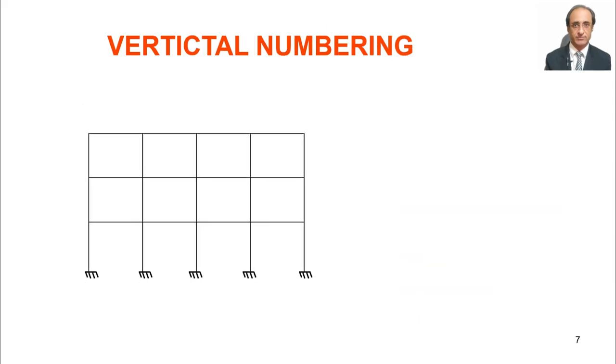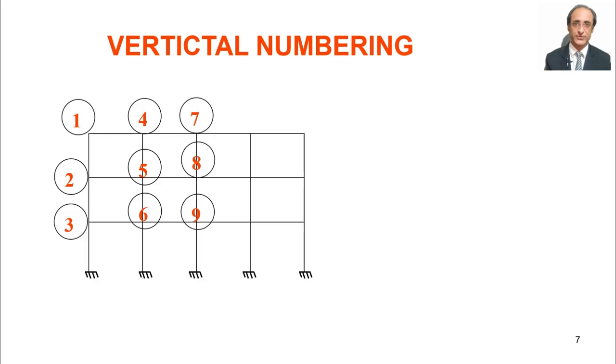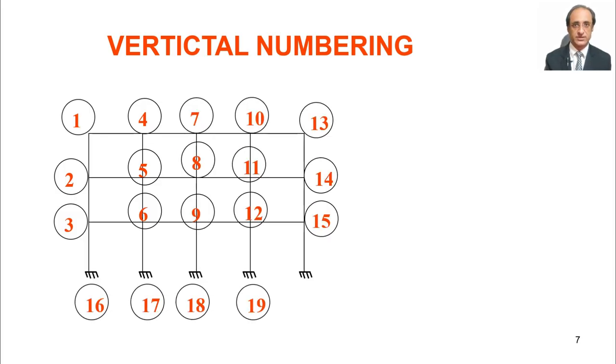Now let's erase this and do the other numbering. So just remember what bandwidth we had got, 18. Now I am erasing everything and I do vertical numbering. So when I do vertical numbering, I have to follow the rule that I will come to the restraint joints in the end. Okay, now we repeat the same exercise.